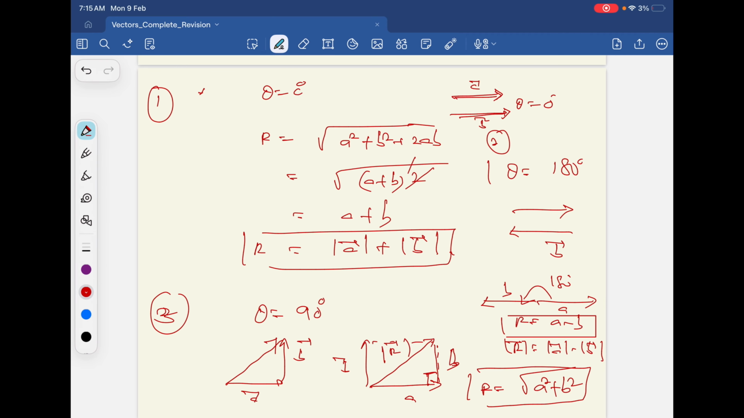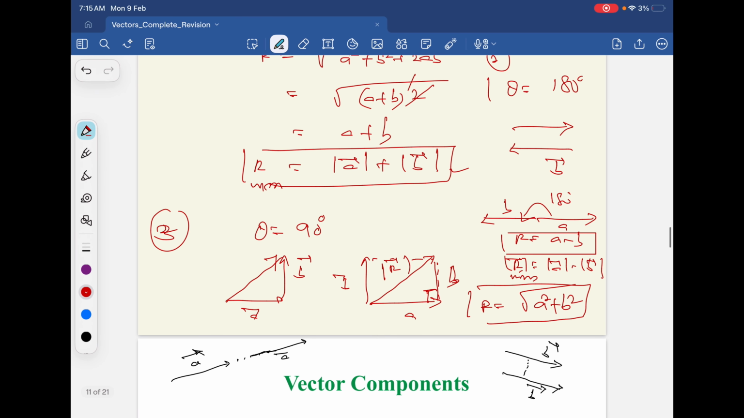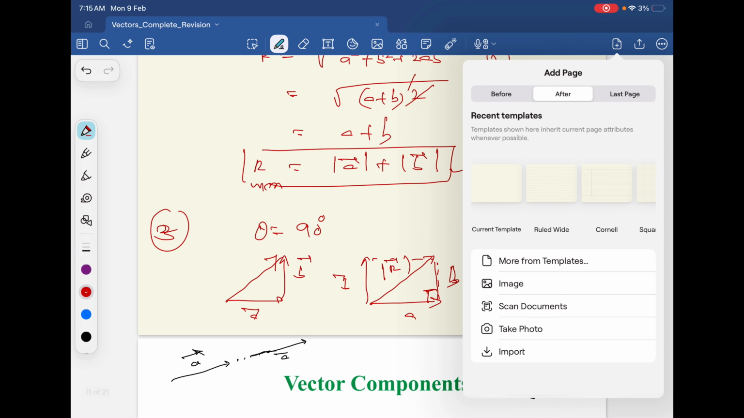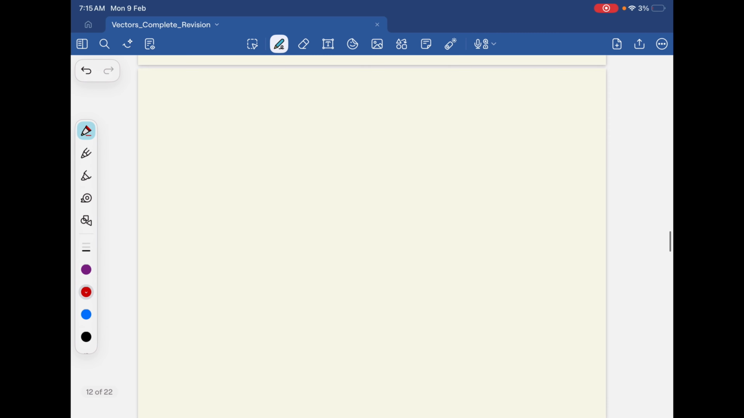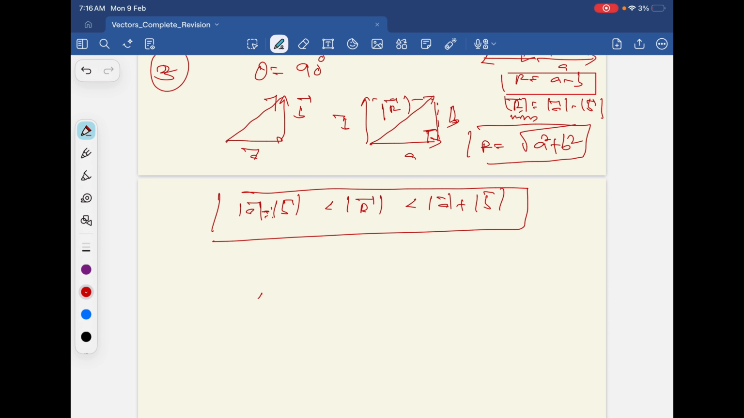So the maximum value is A plus B. The minimum value is A minus B. So the vector value lies between A plus B and A minus B. Therefore mod R value lies between mod A plus mod B and mod A minus mod B. So R lies between the minimum and maximum value. Okay, so we'll end the session over here.